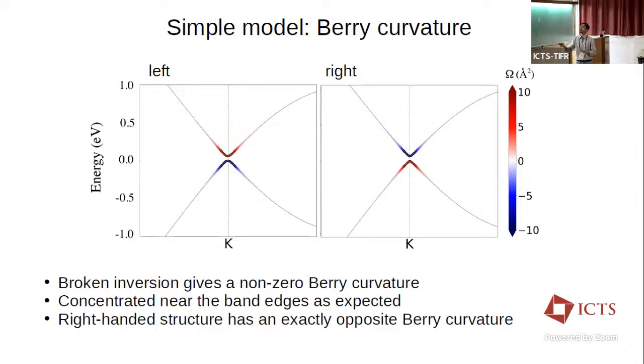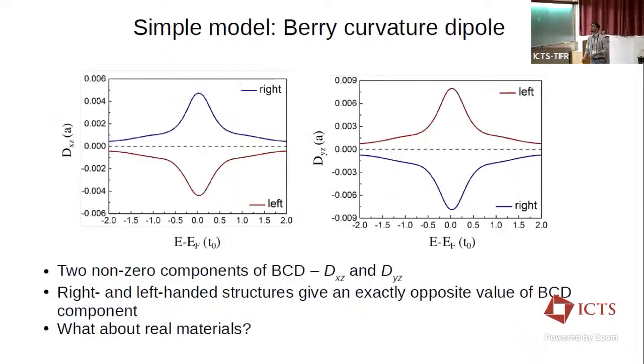The valence band has this red color. These are flipped between the left and right enantiomer, right? So that's the key. And now this gives us an idea that, okay, because the Berry curvature dipole is sort of a derivative of this Berry curvature, what it's going to do is probably also going to change sign. Okay. So we go ahead and actually calculate it.